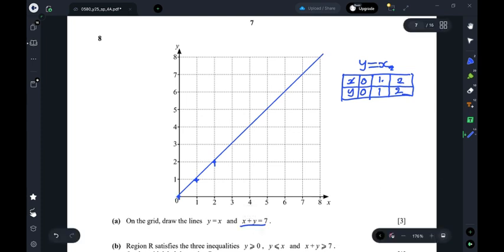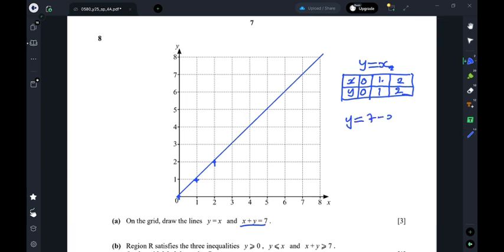Then I also need to draw the line x plus y is equal to 7. For easier reference, I can make it y is equal to 7 minus x, when I make y the subject of the formula. Then once again, I just come up with 3 imaginary points for x. When x is 0, what is y? If x becomes 2, what is y? Maybe x becomes 4, what is the value of y?